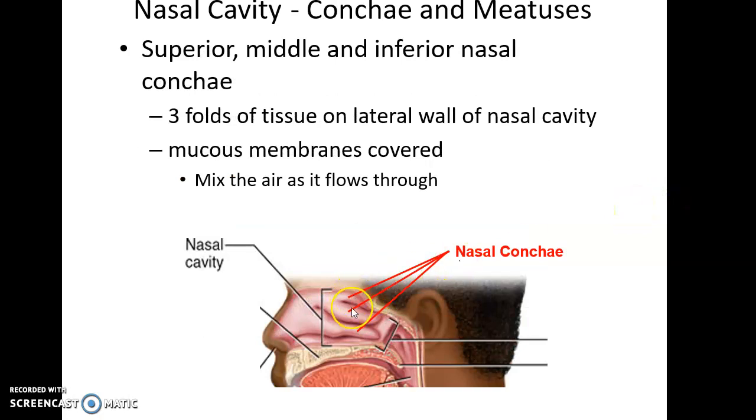Within the nose, we have these three bumps that protrude on the lateral walls of the nasal cavity, so it's three pairs of bumps, and they are covered in mucous membrane. And what they do is they sort of cause turbulence in the air as it goes into the nasal cavity, thereby mixing the air more thoroughly and helping to get it humidified, warmed, and cleansed.